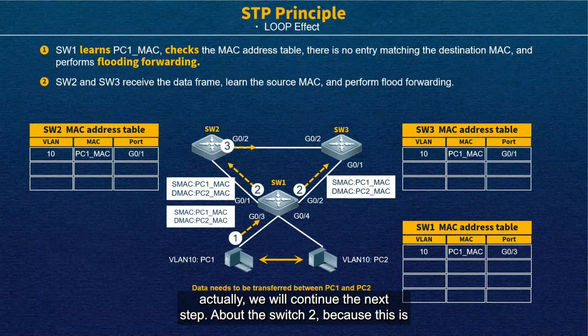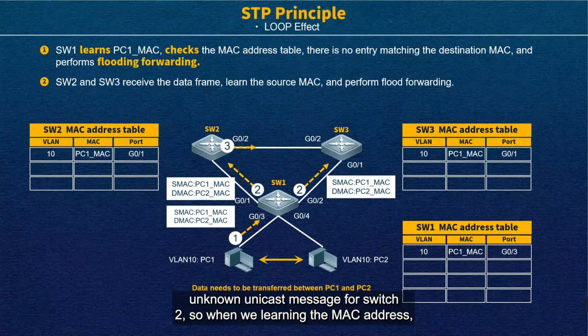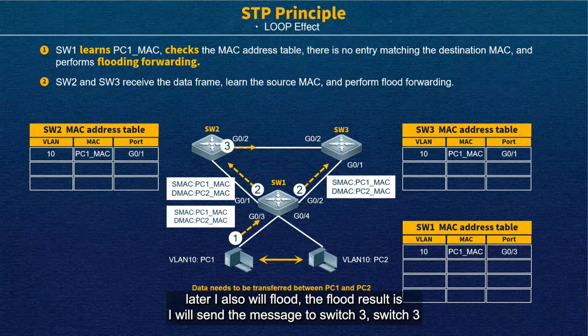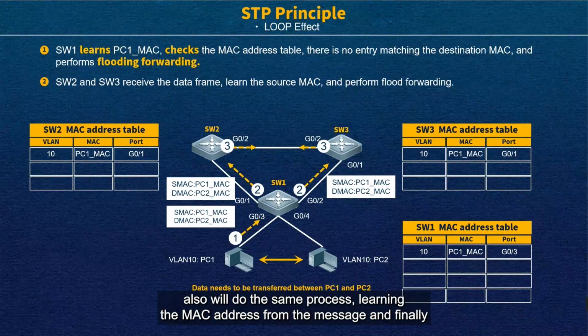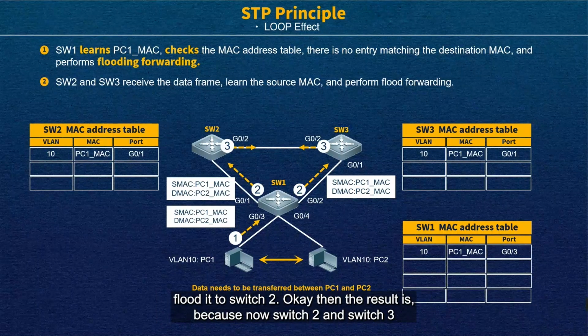About switch 2, because this is an unknown unicast message for switch 2, after learning the MAC address, I also will flood. The flood result is I will send the message to switch 3. Switch 3 also will do the same process, learning the MAC address from the message and finally flooding to switch 2.